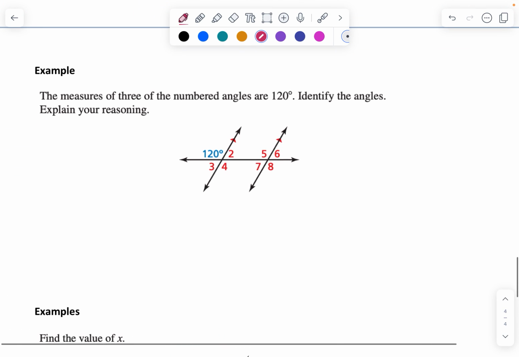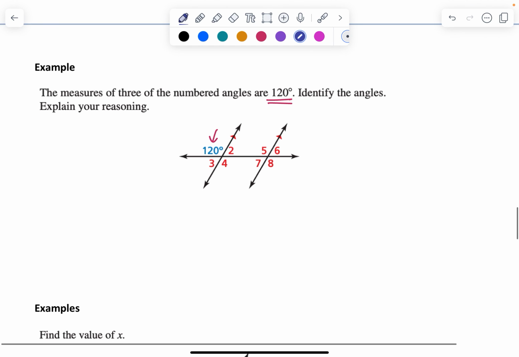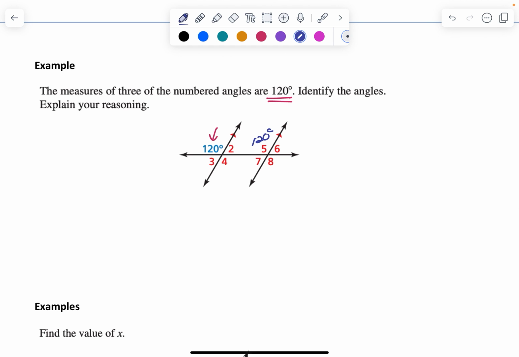Okay, so let's use this now. It says 3 of the numbered angles equal 120, just like our given one. Identify the angles and explain your reasoning. Well, first of all, 5 would be 120 because it's corresponding to the given angle. And we're doing this all with respect to the given angle. Number 8 would be 120 degrees because it's the alternate exterior angle. And then finally, angle 4 would be 120 degrees because it's vertical to the given angle.